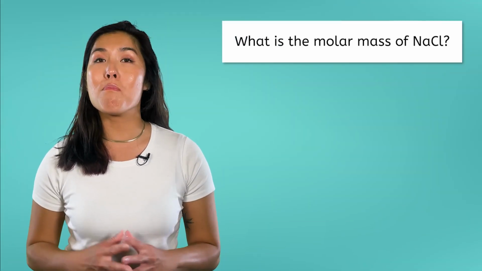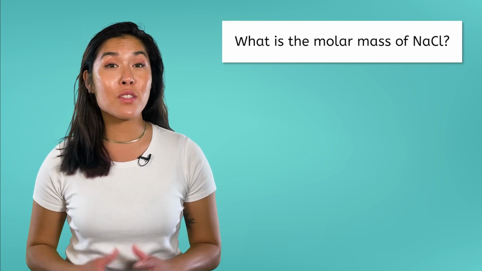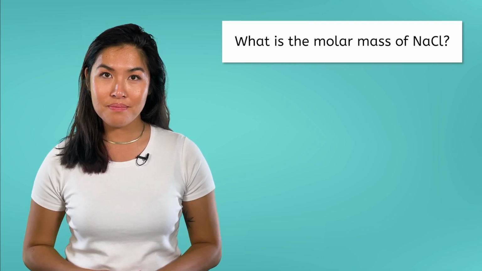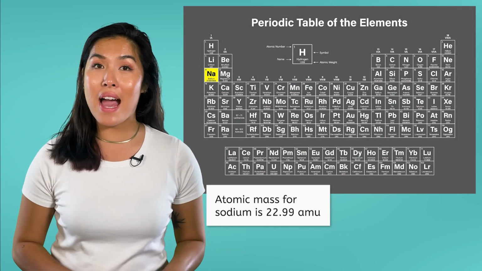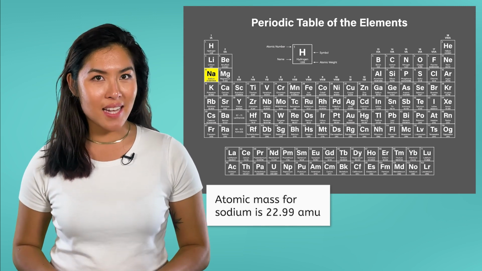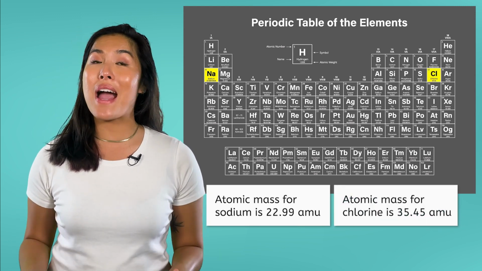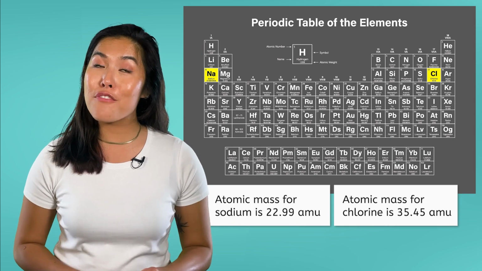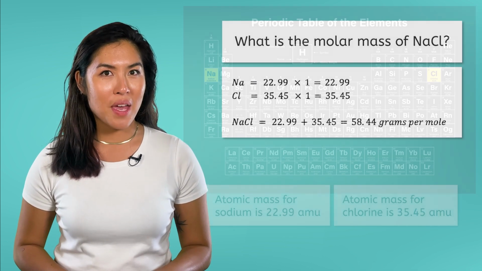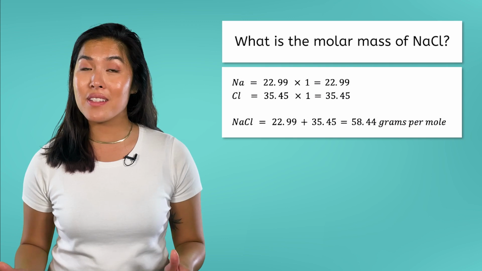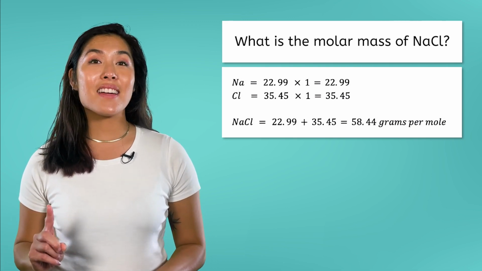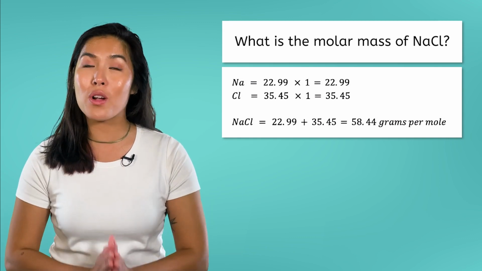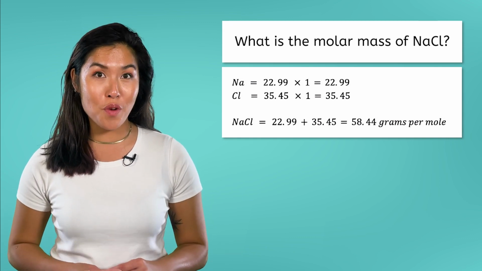Let's start with sodium chloride. How did I know that the molar mass of sodium chloride is 58.44 grams? Using the periodic table, I was able to determine that the atomic mass of sodium is 22.99 AMU, and the atomic mass of chlorine is 35.45 AMU. I have 1 atom of each element, so I multiply each element's atomic mass by 1, and then add the numbers together for a total of 58.44 grams.